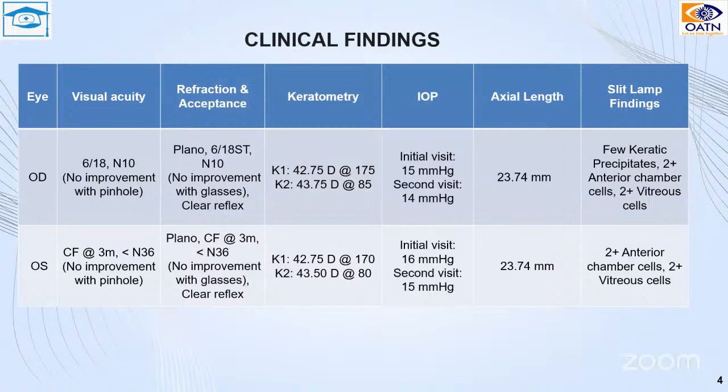His clinical findings showed visual acuity of 6/18, N10, with no improvement with pinhole in the right eye, whereas the left eye showed CF at 3 meters, less than N36, with no improvement with pinhole. Refraction showed clear reflex, and acceptance remains the same. Keratometry, intraocular pressure, and axial length remain within the normal range. Slit lamp findings showed few keratic precipitates in the right eye, grade 2 anterior chamber cells, and vitreous cells in both right and left eyes.